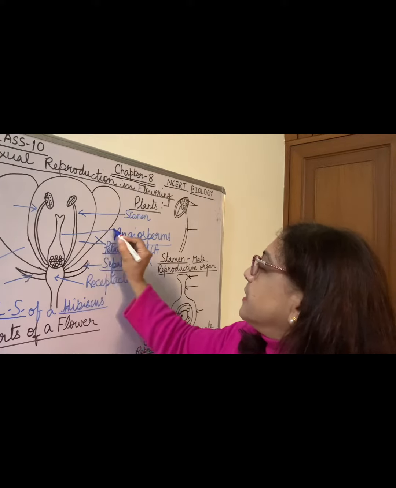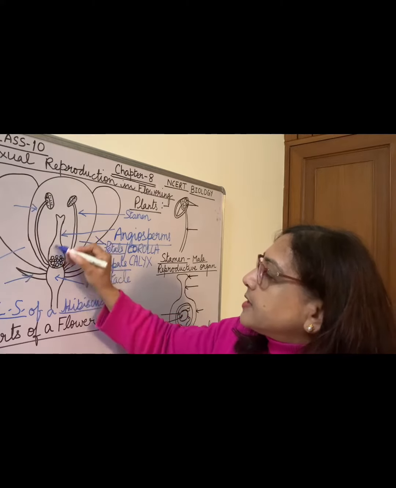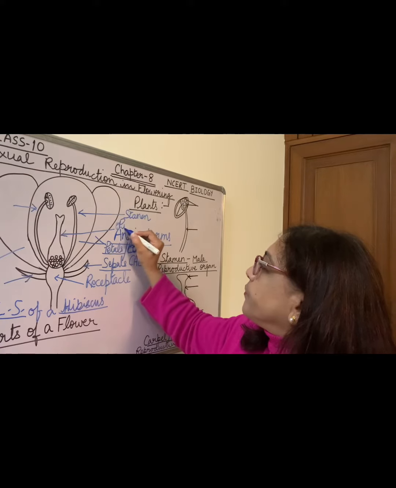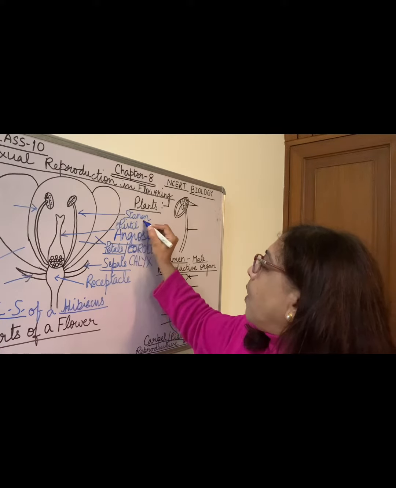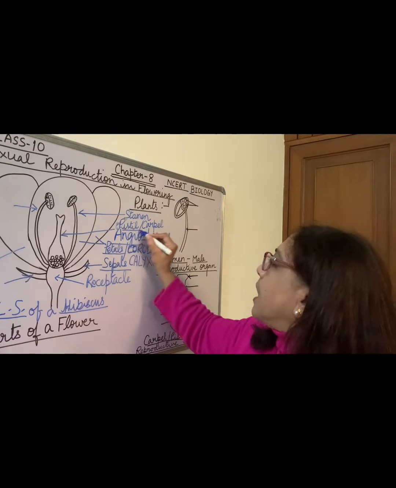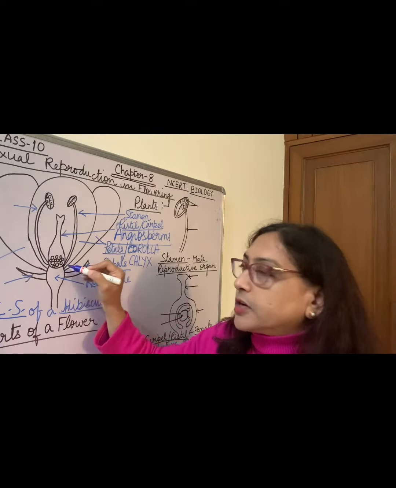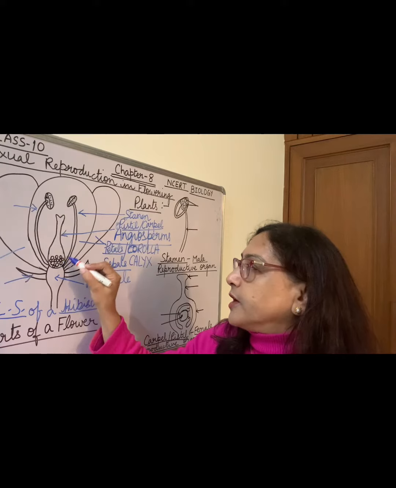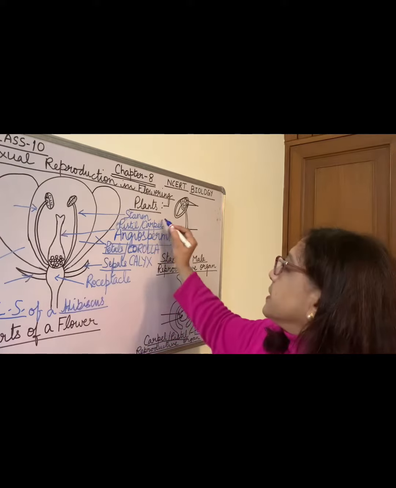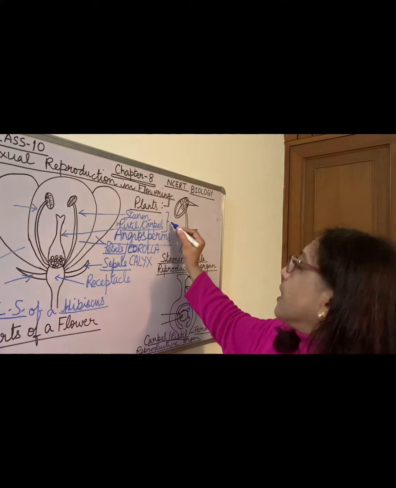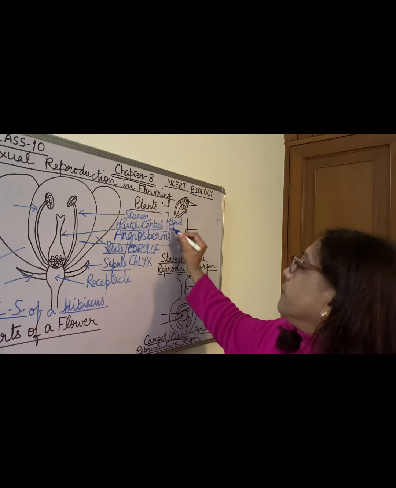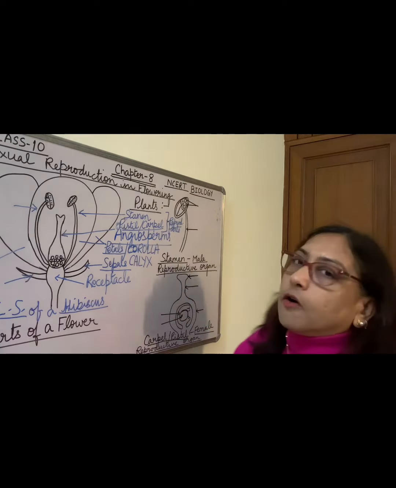And in the center, you see a flask-shaped structure which is known as the pistil or carpel. Pistil and carpel are the two names given to this flask-shaped structure in the center. We can call it pistil or we can call it carpel. This stamen and carpel are the reproductive parts of the flower or of the plant.